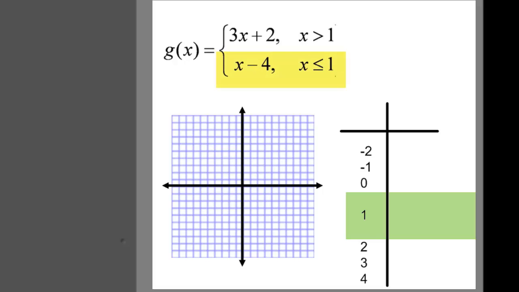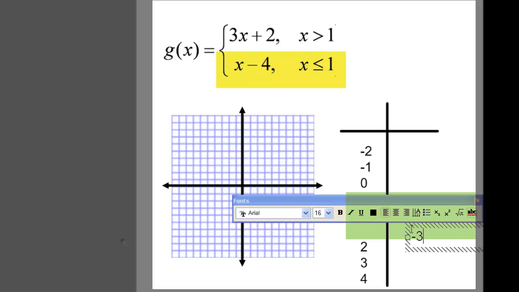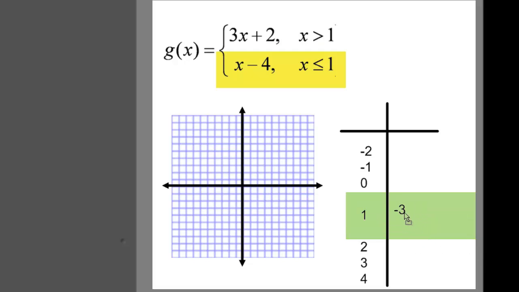Technically speaking, when I input the number 1, I have to use the bottom function because that's where it's equal to 1. So 1 minus 4 is -3. Next, I have to still put it in the top. And when I put 1 into the top function, I get 3 times 1, which is 3, plus 2, which is 5. So it can't be a function because that is 2 outputs. But because the top piece has an output of 5 and the bottom piece has an output of -3, this is a situation where the pieces do not meet.